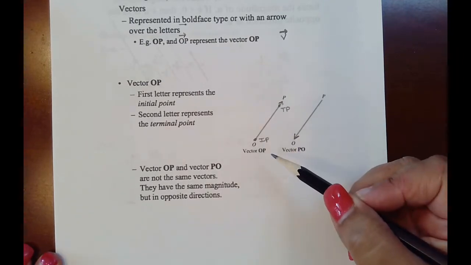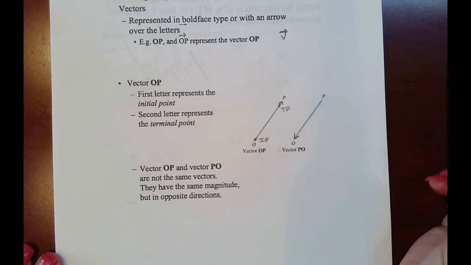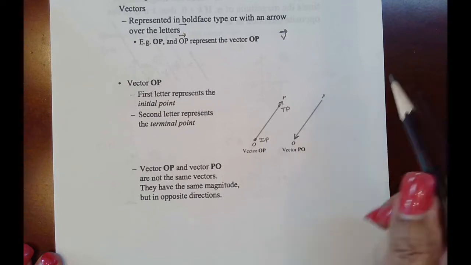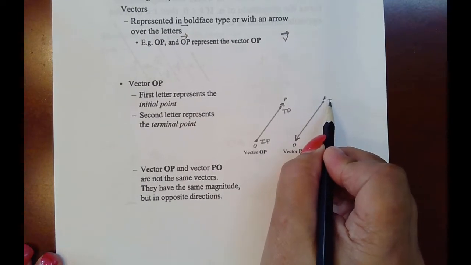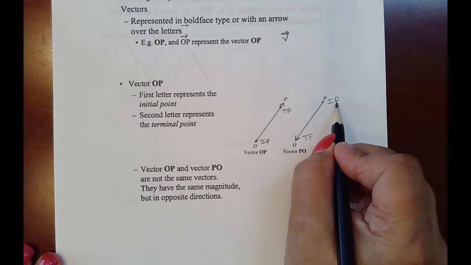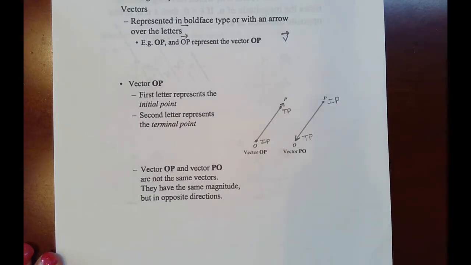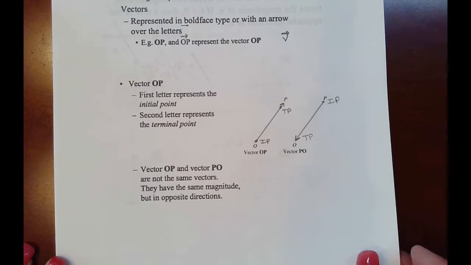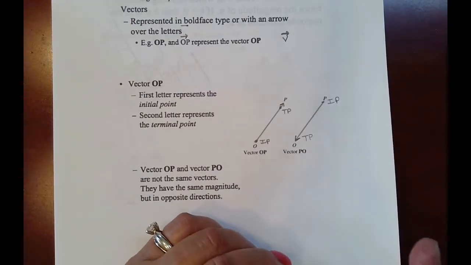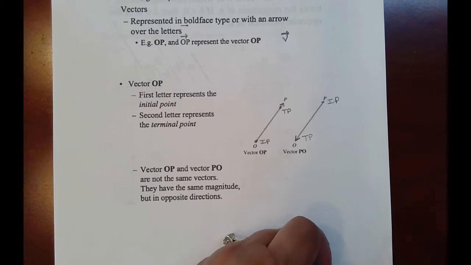So this vector, since we're always supposed to name the initial point first, goes by the name OP, capitalizing each one. Whereas this vector is called PO because this is the initial point, and this would be the terminal point. And since we need to name it from the initial point first, we would have to call this PO. So two different names, and you can see they go in different directions. In this particular picture, we're trying to show two vectors that have the same size, but as I stated before, they move in opposite directions.